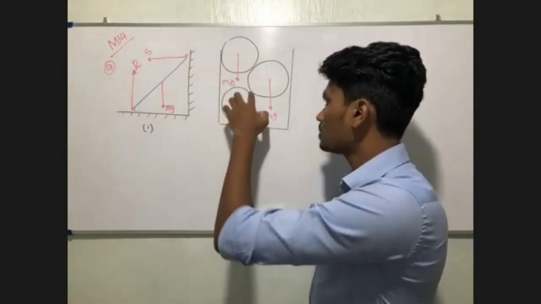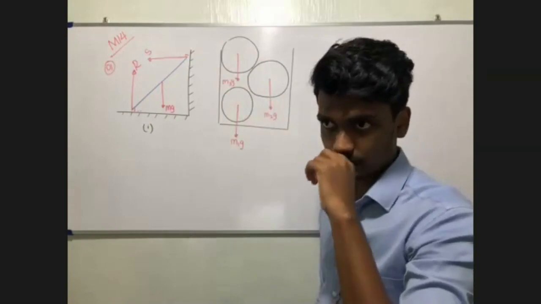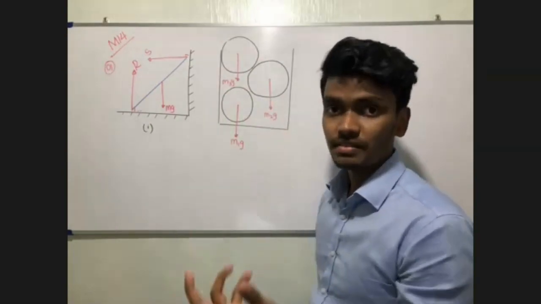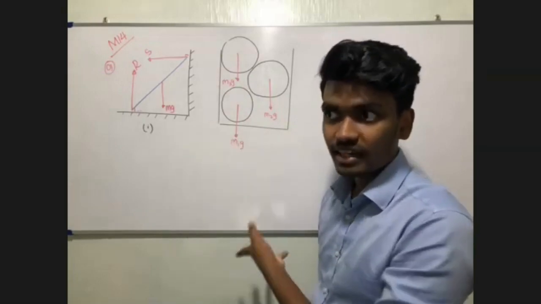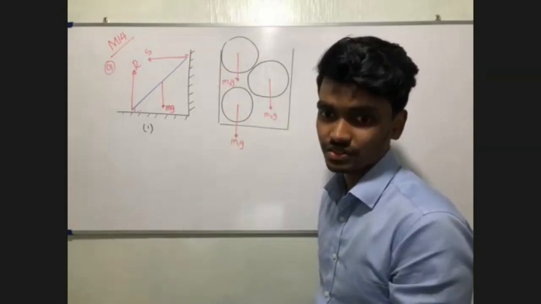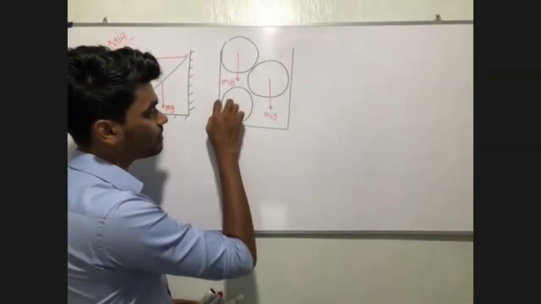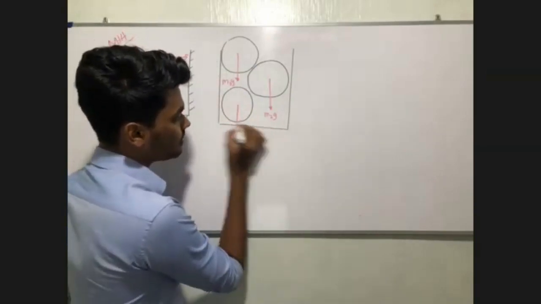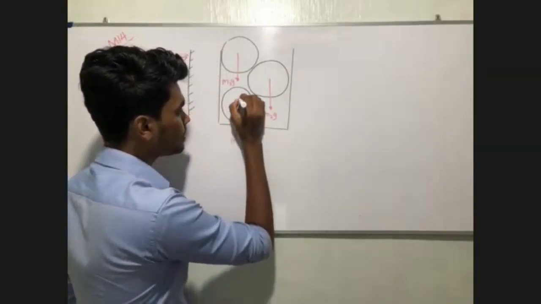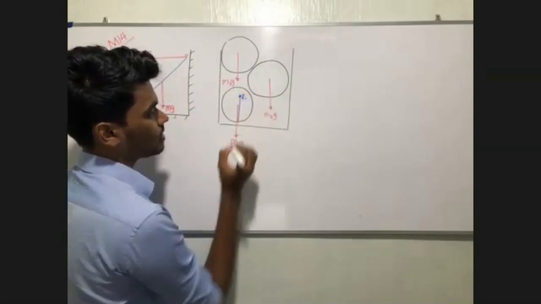1, 2, 3, 4, 5, 6. 6 contact surfaces. Which means in all these contact surfaces, we need to mark the reactions. Let's consider the first contact surface. Somewhere here. So this is the surface, perpendicular to the surface. There's going to be a force. I'll mark it as R1.